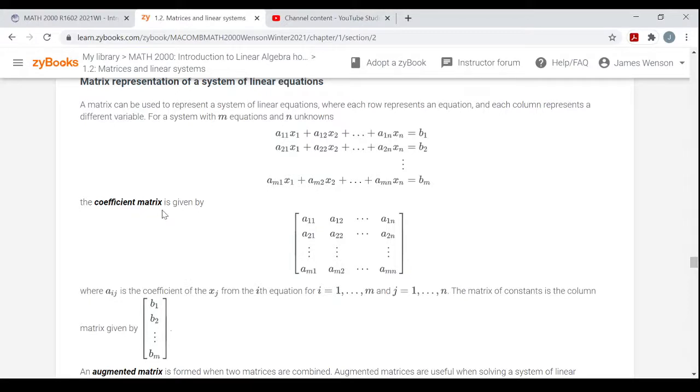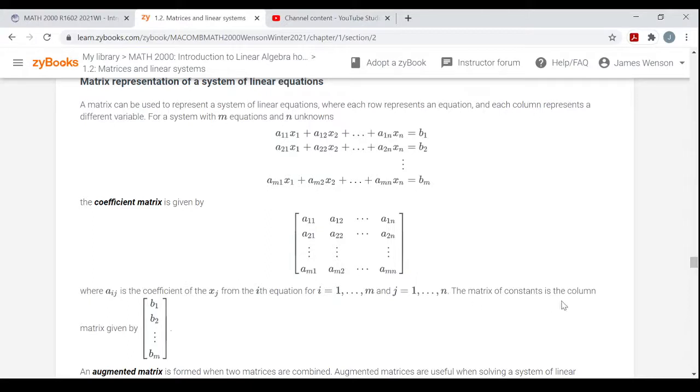All right. The coefficient matrix is an m by n matrix made up of the coefficients of the variables. See down the first column, a11, a21, am1. These are just the coefficients of x1. Down the second column, a12, a22, am2. These are just the coefficients of x2, and so on till the last column. These numbers here, a1n to amn, these are the coefficients of the nth variable xn.